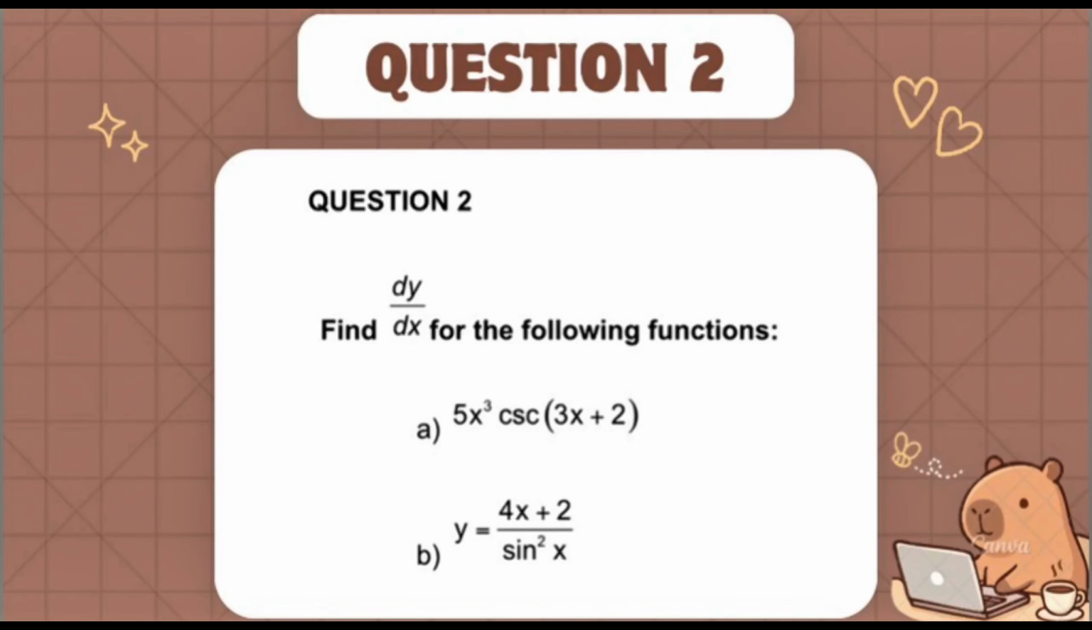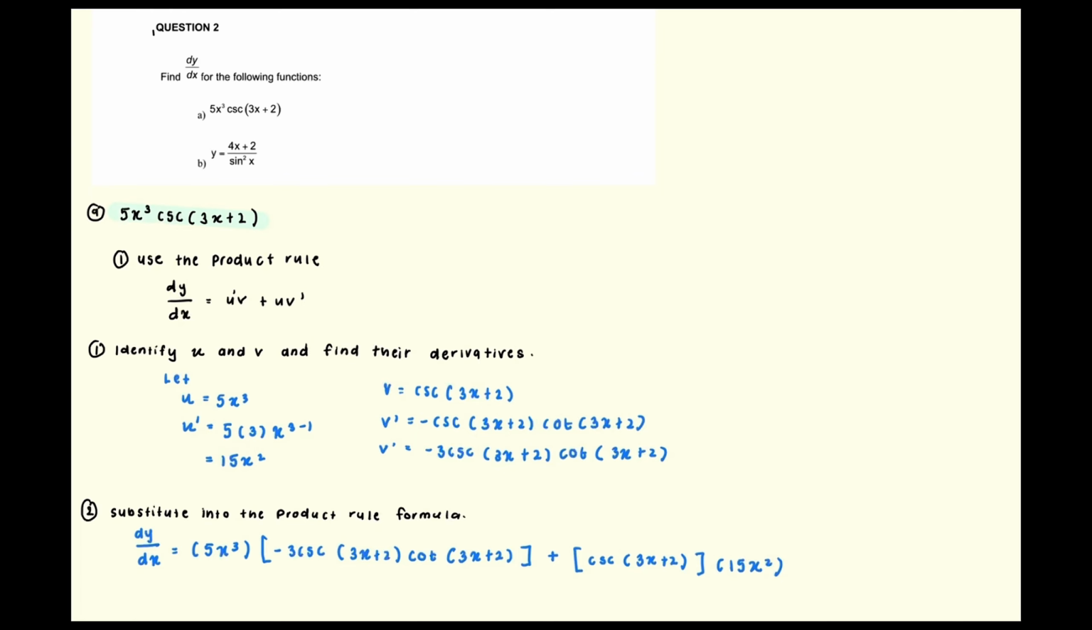For question 2a, we are asked to find the derivative dy over dx for the function y equals 5x to the power of 3 cosecant 3x plus 2. Looking at the function, it consists of two distinct parts multiplied together, a polynomial term 5x to the power of 3 and a trigonometric cosecant term cosecant 3x plus 2. Therefore, we must apply the product rule.